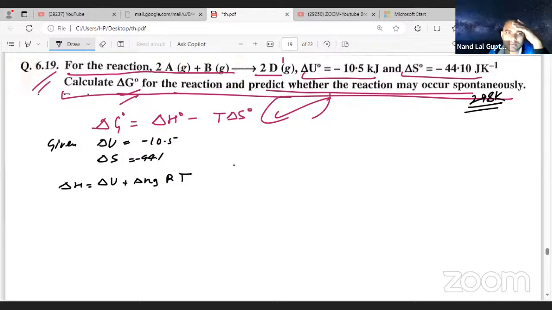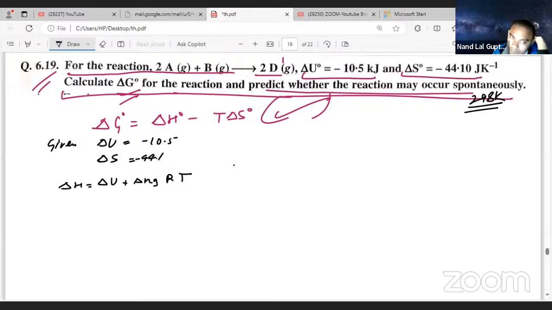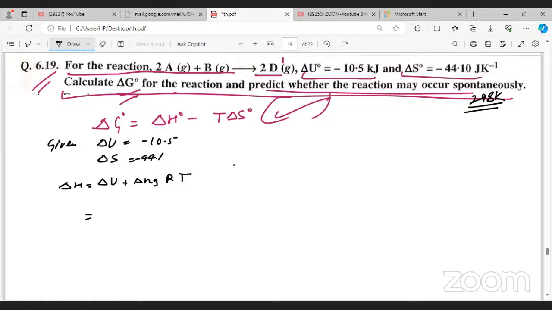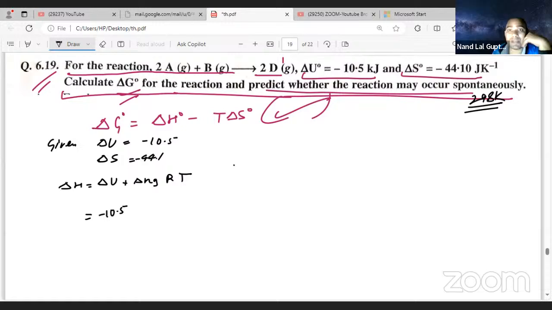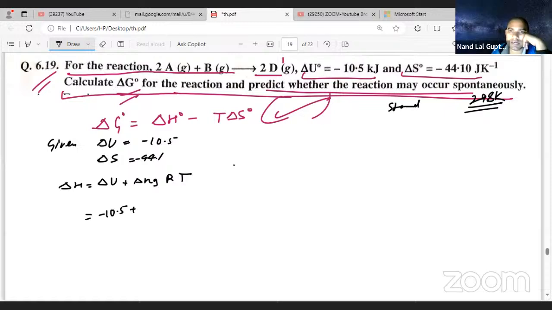What they have given? Sir, given delta H equal to 400. Oh, no. This one. Question number 19, you check. Sir, delta U minus 10.5. Calculate G naught for the reaction. Predict whether the reaction may occur. Temperature? No, sir, nothing given. Then you consider the standard condition. Standard condition is 25 degrees C, that is 298.